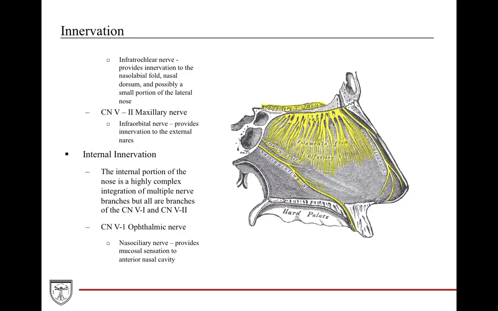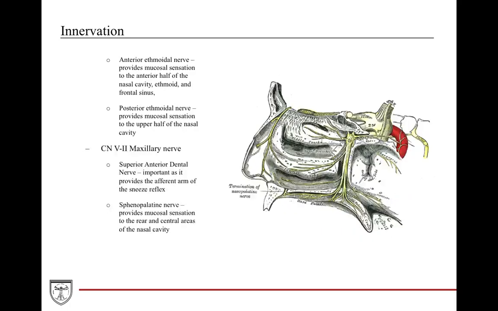Then you can get innervation internally. For the internal innervation, of course, you have the ophthalmic, giving branches to the septum in that direction. Of course, you have the olfactory, giving the sensory fibers as well. The ophthalmic is off the nasociliary. You can also have the anterior and posterior ethmoidal. And you also have the maxillary nerve, giving off the superior anterior dental nerve. This is a very low yield nerve to remember, but it's important because it is the afferent arm of the sneeze reflex. And then, of course, you have the sphenopalatine nerve, which provides mucosal sensation to the rear and central areas of the nasal cavity, and forms that communication with the oral cavity via the incisive foramen.